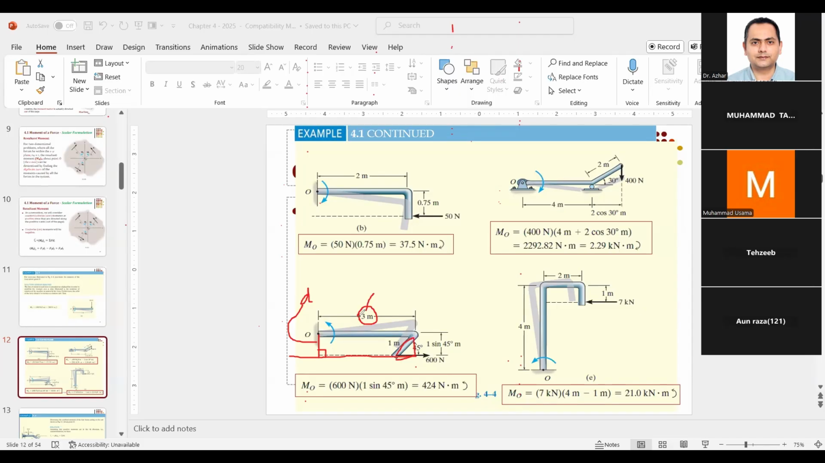Now moving to the last problem, which is right here, this one. Here again, same question. Somewhere here is point O, and here is a 7 kilonewton force.